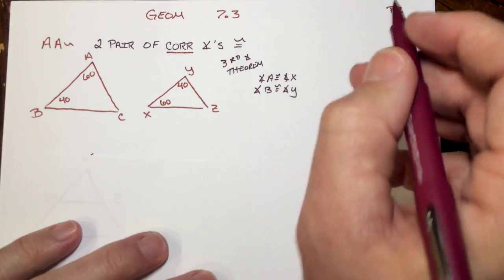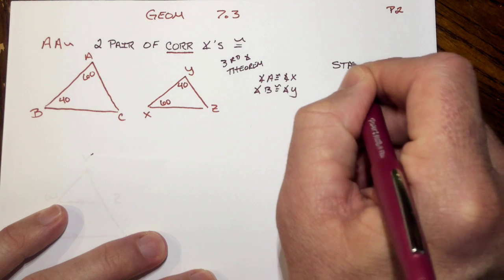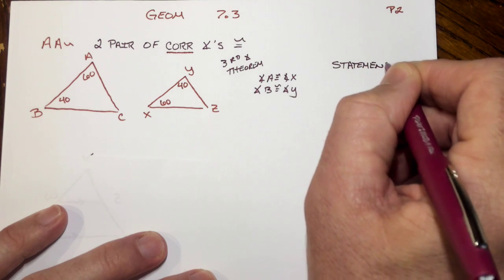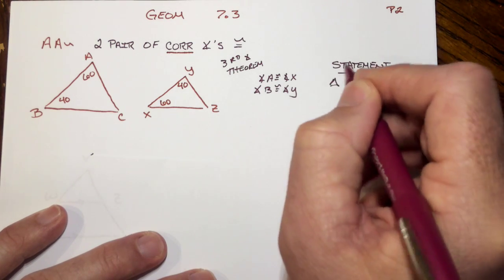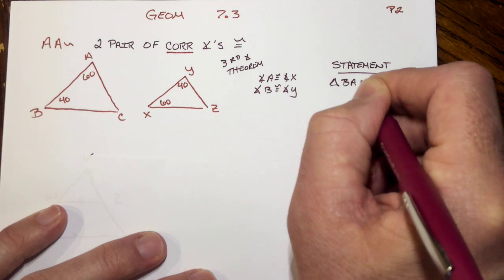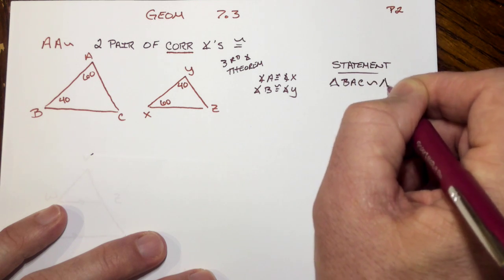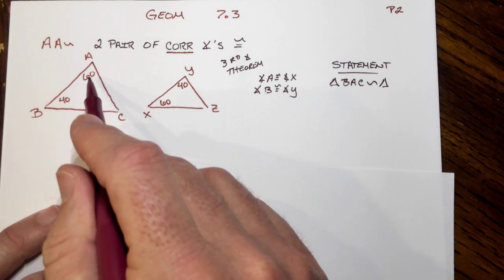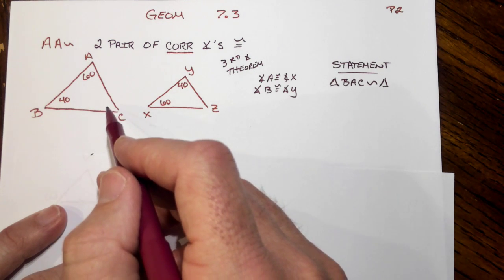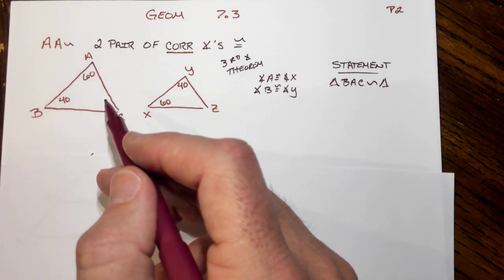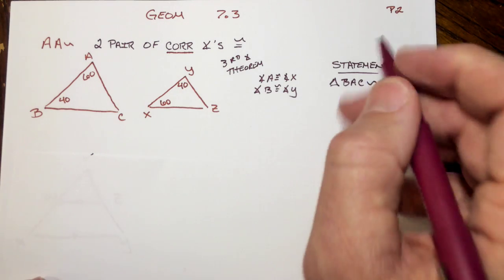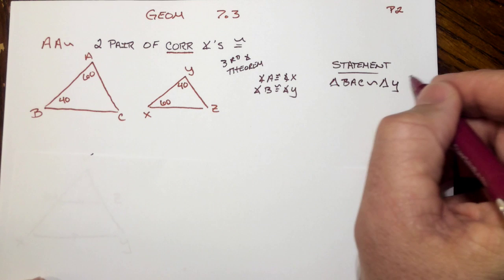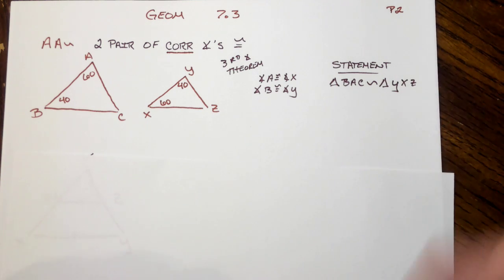Now, for our statement, it's all about putting the angles in the right order. So let's see. I want to go triangle B, A, C, similar. So I went 40-degree angle, 60-degree angle, and I'll say unknown, but we can figure it out real easy. So I've got to go in the same order. I've got to start with a 40-degree angle. So triangle Y, 60-degree angle X, and then the one that was unmarked. There's your similarity statement, angle-angle similarity.